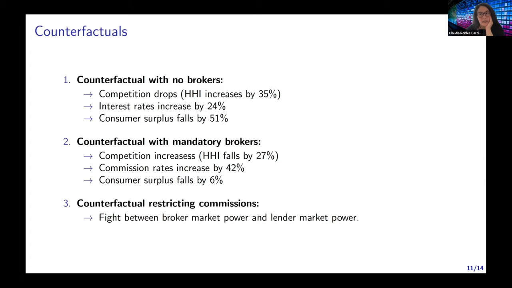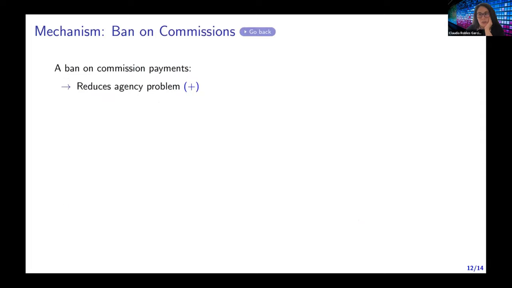I'm running out of time, so let me just give you the intuition of what happens in this counterfactual. Imagine that we ban commissions, so brokers can no longer be paid by the banks. This is good news because it's going to align incentives between the consumer and the broker. However, if the brokers are not getting paid by the banks, they're going to have to get paid by someone. So what's going to happen is that the fee consumers pay to brokers is going to go up.